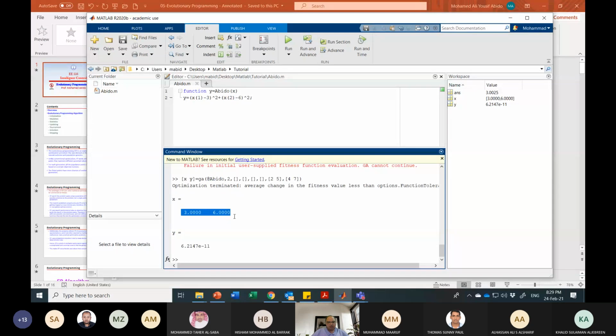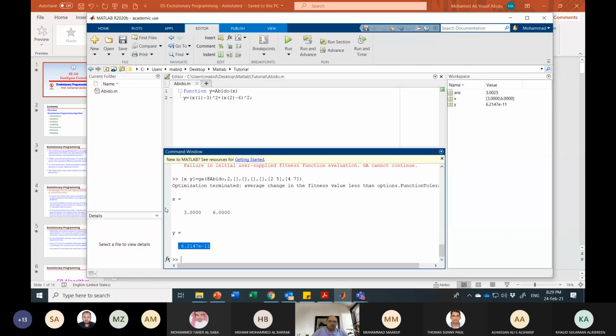You can see the solution is exactly at 3 and 6, and the objective function is approximately 0. So this is the way it is done in terms of the command line.